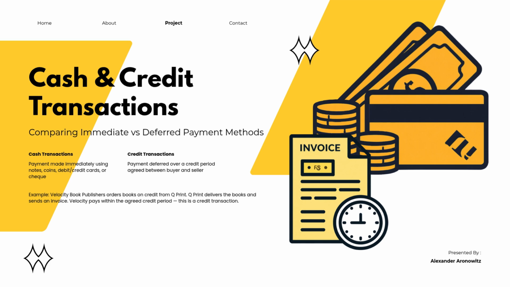Velocity Books publishers order books on credit from QPrint. QPrint delivers the books and sends an invoice. Velocity pays within the agreed credit period. This is a credit transaction. This example and its details are in the Kaplan book, so it's better that after you watch this video, you go there and revise that Kaplan book for good concept clearance and better understanding.